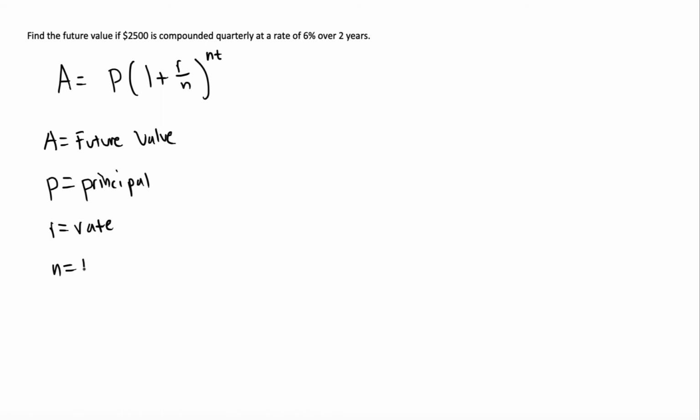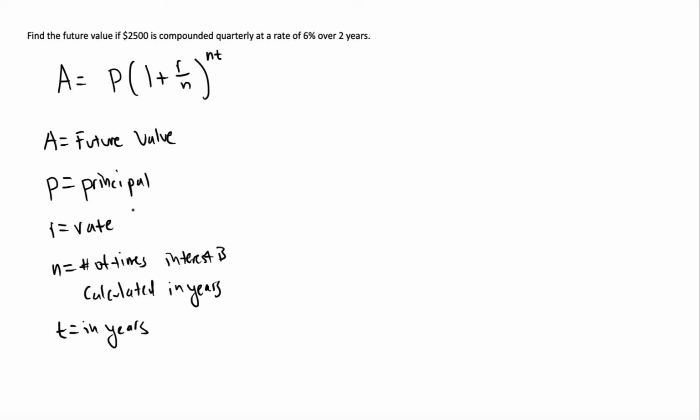N is the number of times the interest is calculated per year. And then T would just be the time, but it has to be in years though. So we should know all these values here. It says that $2,500, so the principal should be that $2,500.